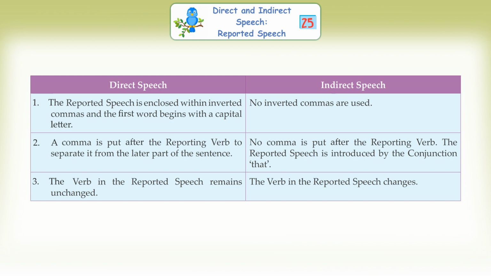The reported speech is enclosed within inverted commas and the first word begins with a capital letter. A comma is put after the reporting verb to separate it from the later part of the sentence. The verb in the reported speech remains unchanged. Indirect speech: No inverted commas are used. No comma is put after the reporting verb. The reported speech is introduced by the conjunction that. The verb in the reported speech changes.